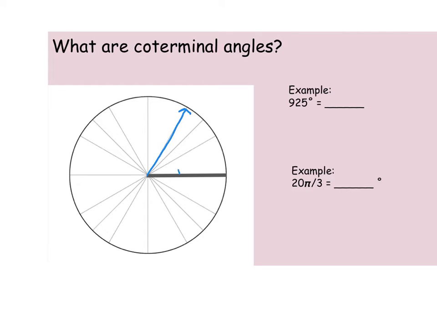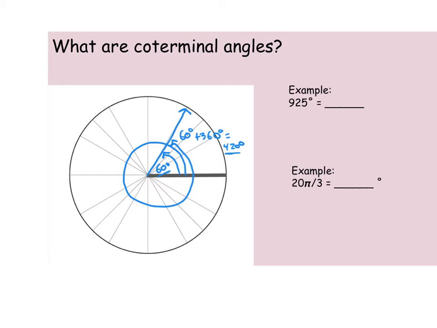If I was to go from here to here, let's say for the sake of argument that that's 60 degrees. Now, I could also go all the way around there, which would be 60 degrees plus 360 degrees, which would actually be 420 degrees. So I would still be in the exact same place. So 420 degrees and 60 degrees are called coterminal.